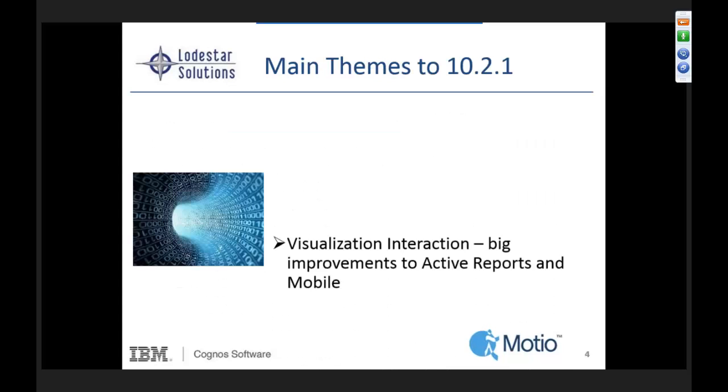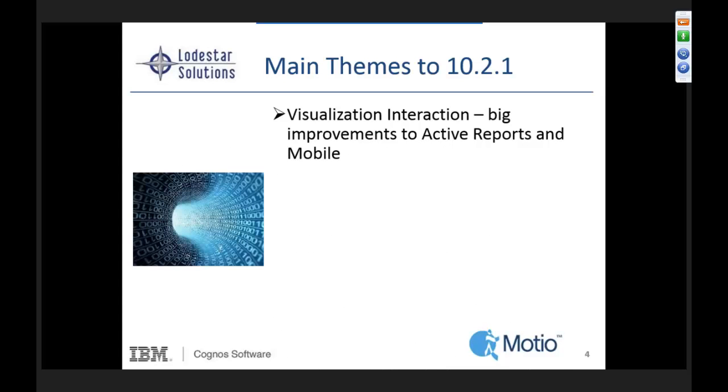So our main themes that we're going to talk about: visualization, interaction, the big improvements to Active Reports and mobile. This is a huge area that was concentrated on in this release. This is the Rave engine, and you'll again hear me and others talk a lot about this. On the next slide, I will actually discuss more of what this is, and as I said, we'll get more into it as we get through the presentation.